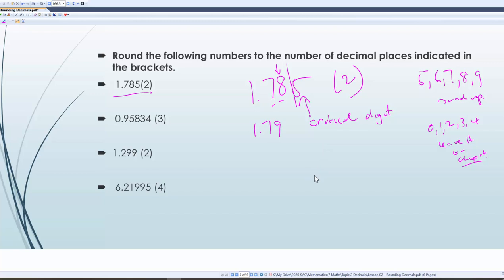And it's very similar to rounding whole numbers. So if I was going to round, say, 2,355 to the nearest 10, this is the tens column. I draw my line there. 5 means that goes up by 1, so 2, 3, 6, 0. It's the same idea here. So this is 1.79. All right, let's have a look at the next example.